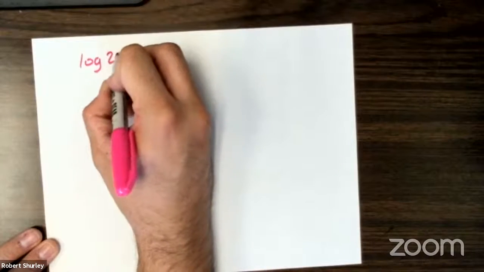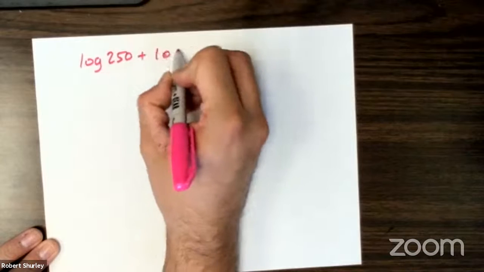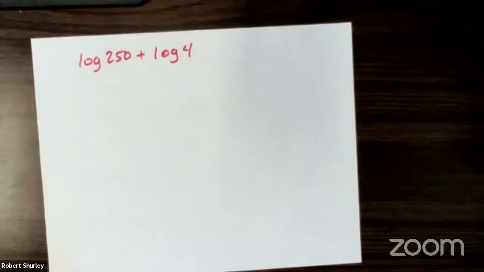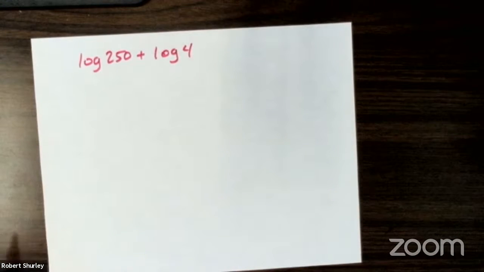This is log of 250 plus log of 4. So notice we have more than one logarithm, and the question states, I'll read this whole thing: Use properties of logarithms to condense each logarithmic expression. Write the expression as a single logarithm whose coefficient is 1. So we've got to make sure we have a singular coefficient of 1. Where possible, evaluate logarithm expressions without a calculator.